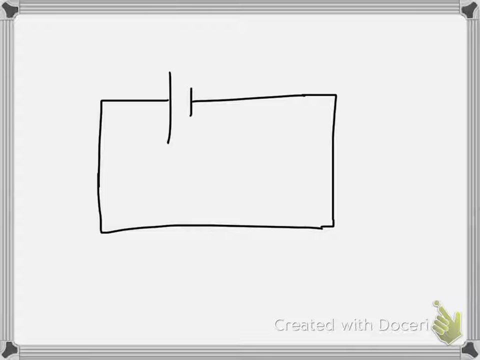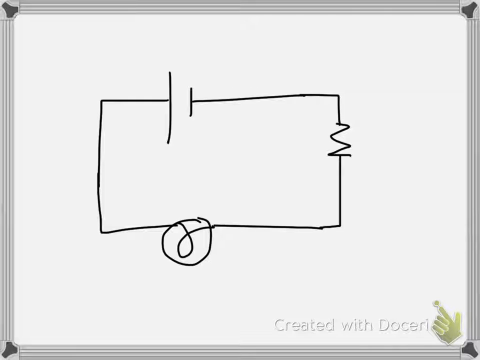Now, we typically don't see circuits like that. We typically see circuits that have some sort of resistor in them, or this is kind of silly, you're just moving power to move power. More often we see it with some device in it. So here's a circuit with a simple light bulb.